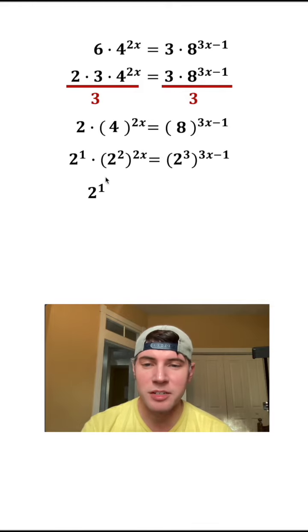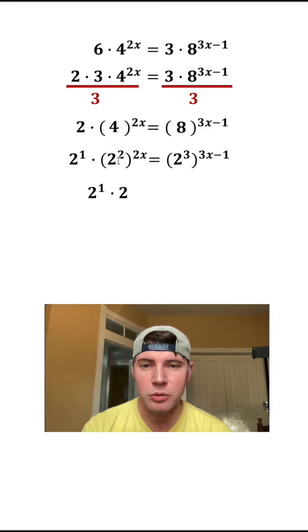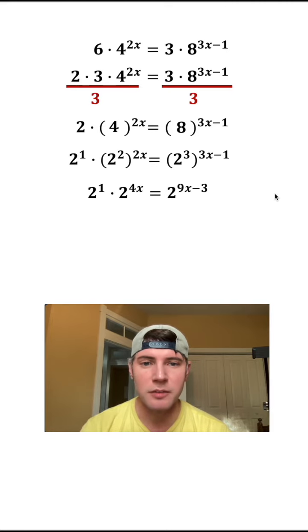Now we have 2 to the 1 times, and then this, we can multiply these exponents. So this is going to be 2 to the 4x. And then for the right-hand side, we can also multiply these. So 3 times 3x is 9x, and 3 times negative 1 is negative 3.